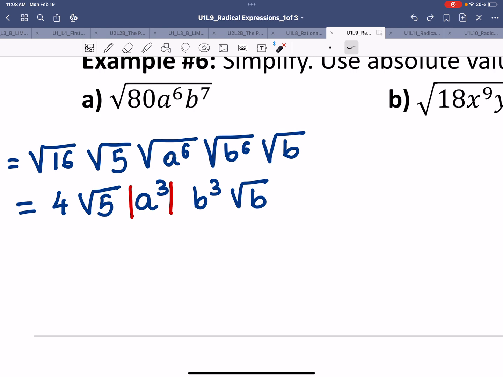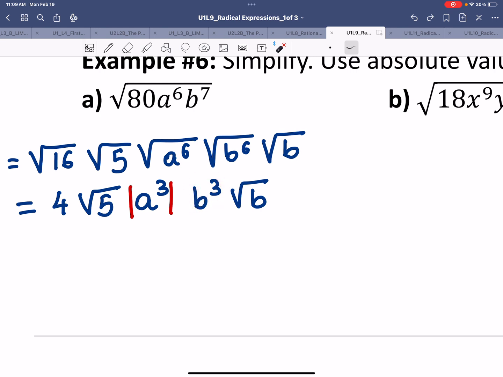Now, b to the power 3. If b is negative, then b to the power of 3 will be a negative number, which means that we have square rooted a number and we have gotten a negative answer, which is not possible. So this has to stay positive.